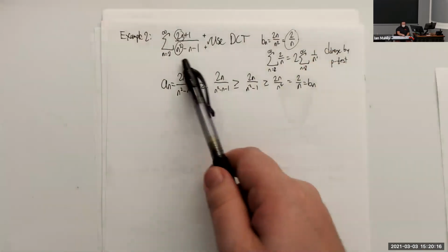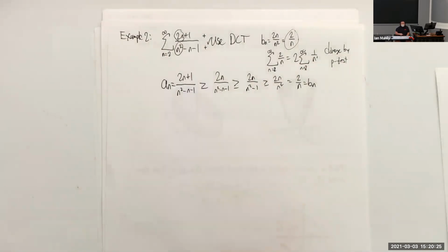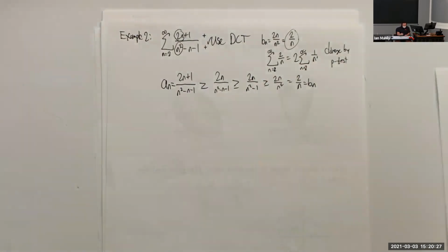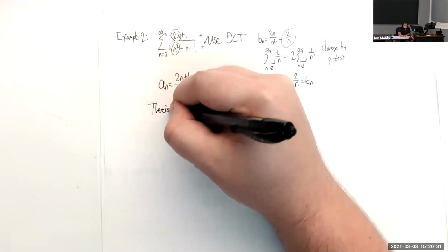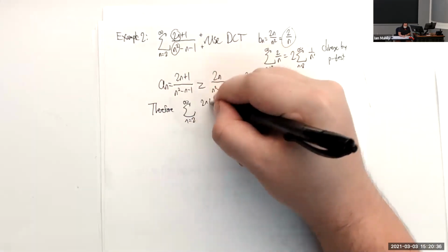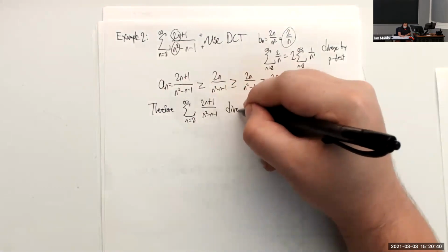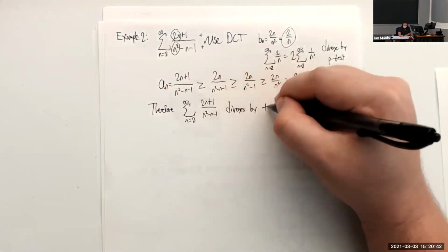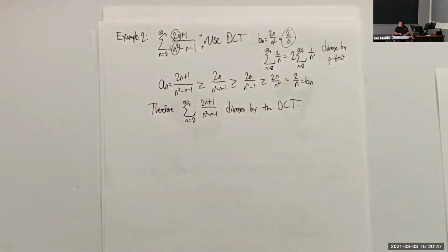Now we have a series that's even bigger than that. So if we're adding up numbers that are even bigger than the ones that are already adding up to infinity, then there's no way this is going to be something finite. It needs to go to infinity. So we would say, therefore, the sum n equals 2 to infinity, 2n plus 1 over n squared minus n minus 1 diverges by the direct comparison test right here.